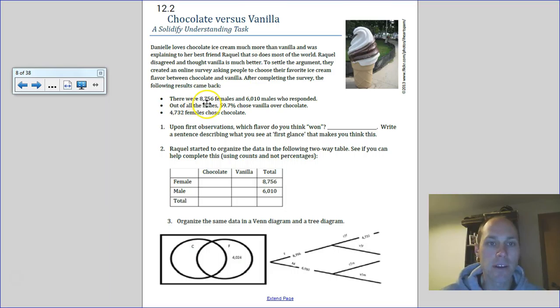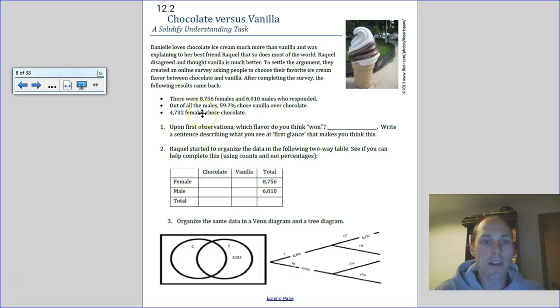There were 8,756 females and 6,010 males who responded. Out of the males, 59.7% chose vanilla over chocolate, and 4,732 females chose chocolate. So based off of that data, what's your first impression? Which flavor do you think won? Which one is the favorite? So choose chocolate or vanilla. Then write a short sentence describing what you see at first glance that makes you think this.